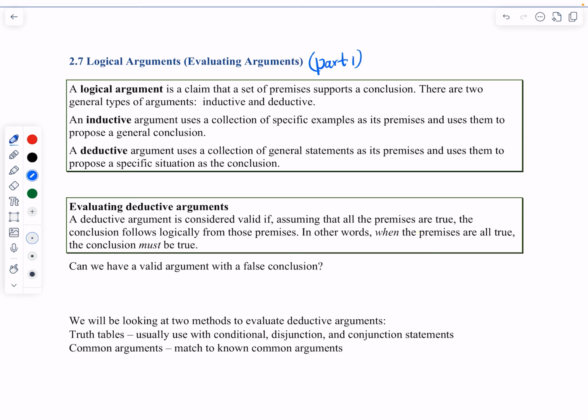A deductive argument is considered valid if, assuming that all premises are true, the conclusion following logically from those premises is also true. In other words, when the premises are all true, the conclusion has to be true. Now this is going to be very important. Again, the premises have to be true with a true conclusion. Can we have a valid argument with a false conclusion? The answer to that is absolutely not. Again, the premises have to be true with a true conclusion.